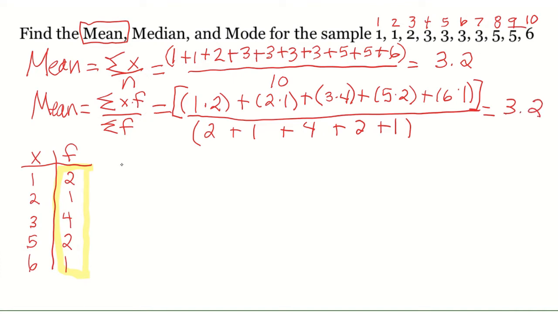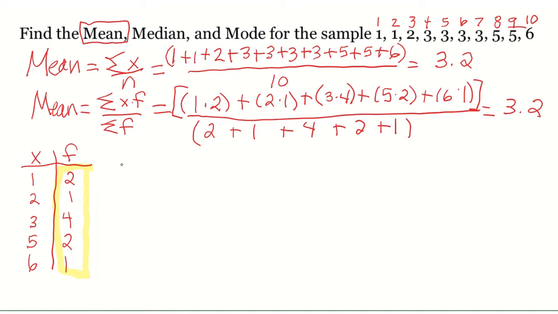Okay, so these are two different ways that you can solve for the mean, which is your center value or average. With the first way, if you have just a small number of data, then it's not a big deal just to add them up individually. But if you have a large sample, then you're going to want to use a frequency table.